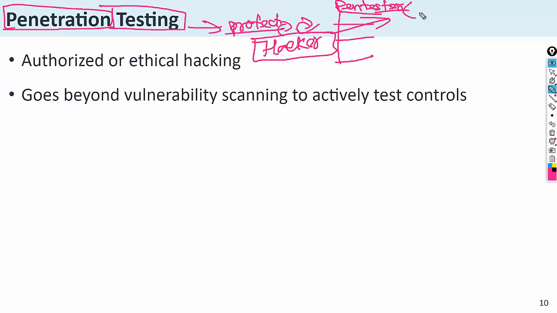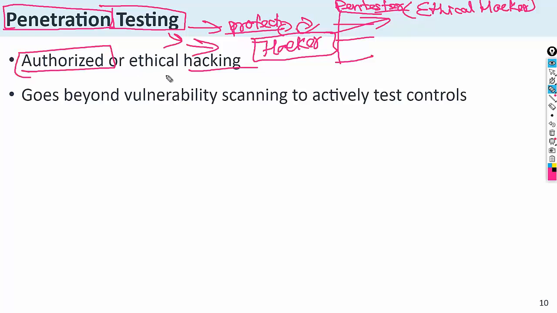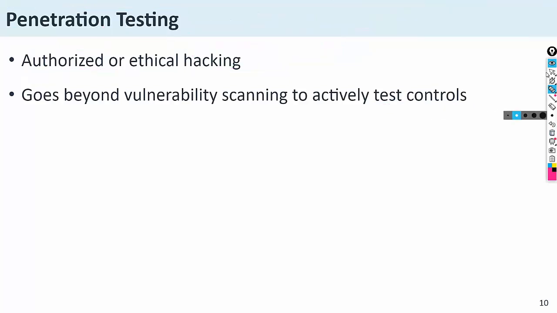But this pen tester is also known as an ethical hacker. An ethical hacker will identify the vulnerabilities, exploit them, get into the system and do the hacking, but in the way of authorization. So it is called authorized ethical hacking. This type of ethical hacking and vulnerability scanning actively tests all the types of controls. All these things can be done in penetration testing.